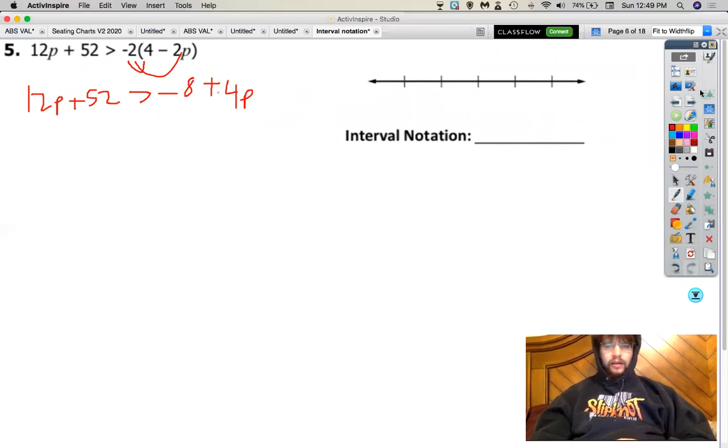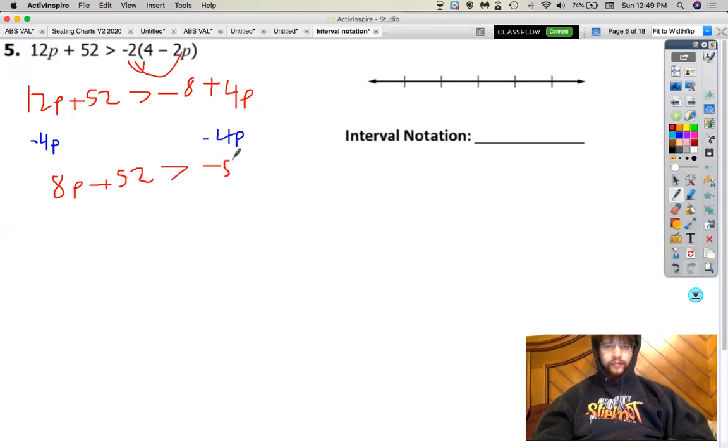And then we get our p on one side. It could be either side you want, doesn't matter. I'm going to get on the left side because at the end, we do want our variable on the left side. That's standard notation. So we want to get our variable on the left side of these things. So I'm left with 8p plus 52 is greater than negative 8. Got to get rid of that 52.